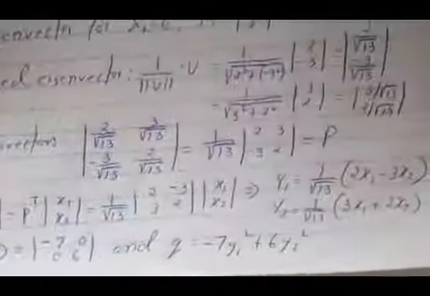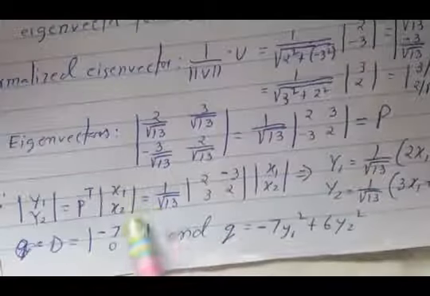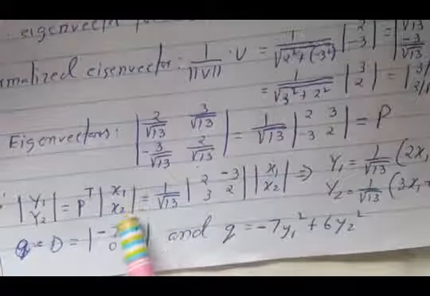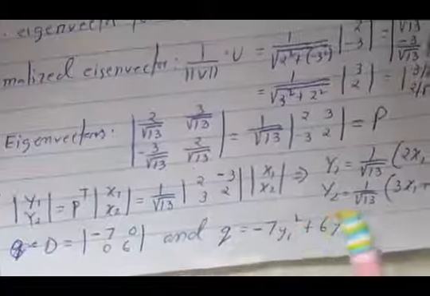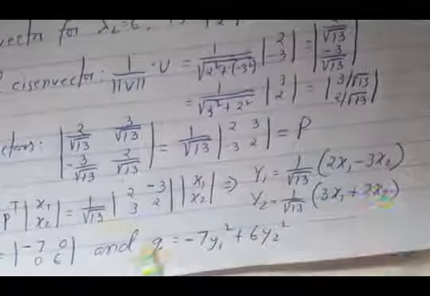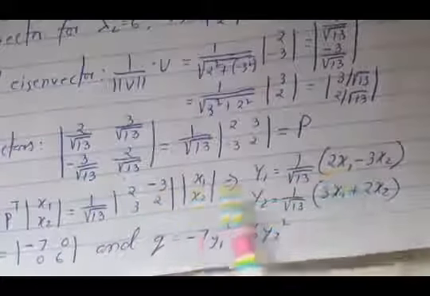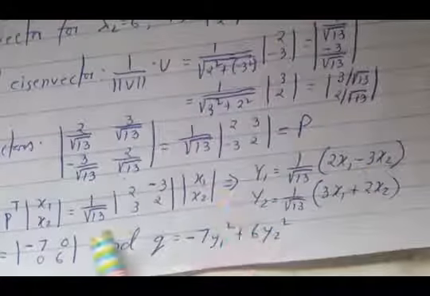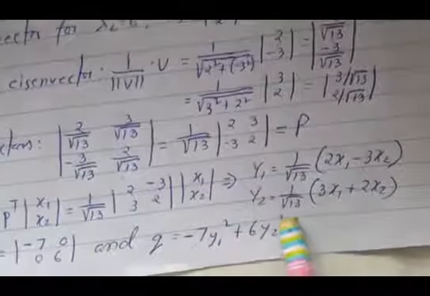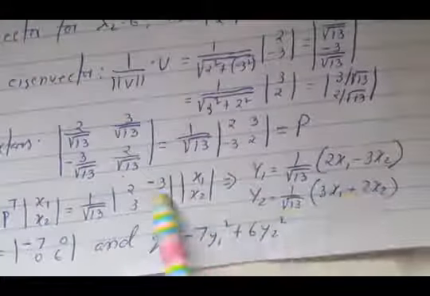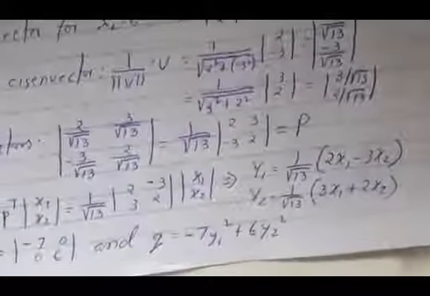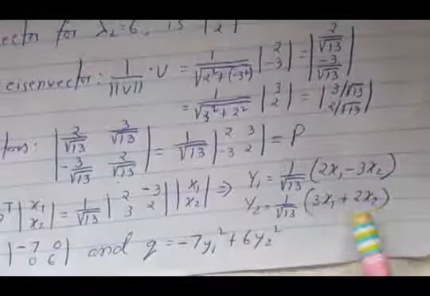Now to make the equation, you need to use this formula: y1, y2 is equal to the transpose of this P, the P you found, times x1 and x2. Then simply multiply that: 1 over root 13 times 2x1 minus 3x2, and in the same way 1 over root 13 times 3x1 plus 2x2. That is the equation.